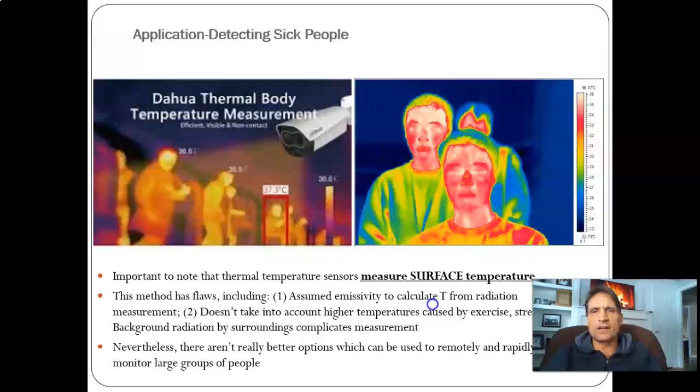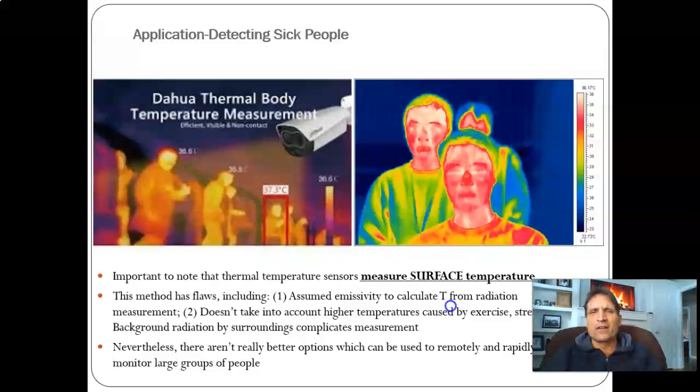temperature measurement. The other thing is it's measuring a surface temperature, as opposed to a core temperature. And so it doesn't take into account higher temperatures caused by exercise or stress. Okay, so for example, if you're running to catch a flight through the airport and you're sweating and your skin temperature has increased, that can be interpreted as a higher body temperature, okay? Remember, this is measuring surface temperature, which is the temperature of your skin.